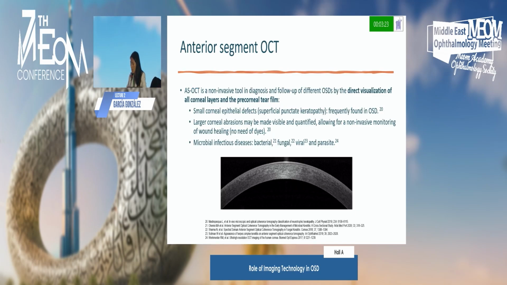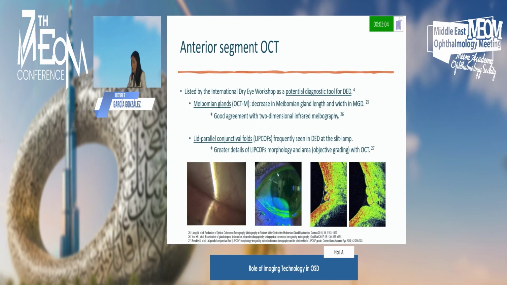We also have the anterior segment OCT, which permits a direct visualization of all the corneal layers and the precorneal tear film. With this technology, we can detect some corneal abrasion without the need for dyes. It's also useful in the follow-up of microbial infectious diseases, and it has been listed by the International Dry Eye Workshop as a potential diagnostic tool for dry eye, because we can check the meibomian glands with good agreement with the infrared meibography. We can detect the lid parallel conjunctival folds that are frequently seen in dry eye disease at the slit lamp. With OCT, we will have more details of their morphology and area.